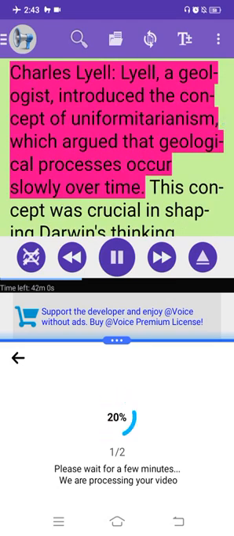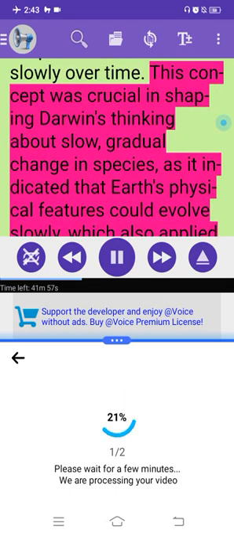Charles Lyell, a geologist, introduced the concept of uniformitarianism, which argued that geological processes occur slowly over time. This concept was crucial in shaping Darwin's thinking about slow, gradual change in species, as it indicated that Earth's physical features could evolve slowly, which also applied to living organisms.